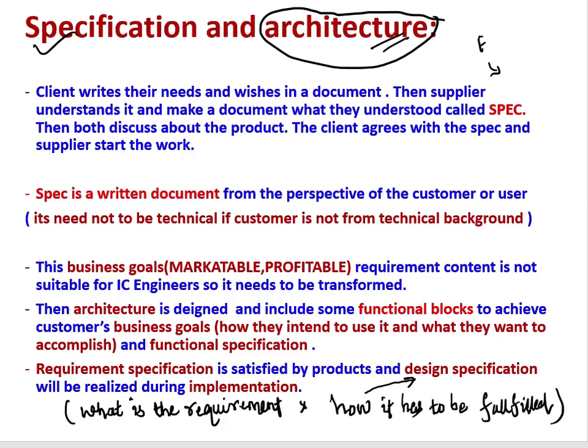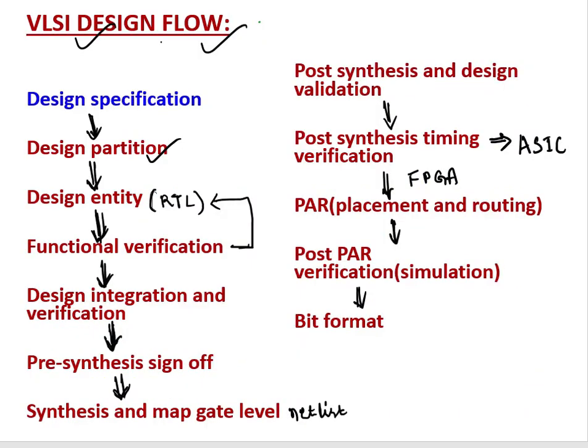Then the next step is design entity. Okay, so after you got the document, all the specification, it is like you want to build a home. You cannot simply build a home, right? First, what we do, we make an architecture, right? That means we make a plan. Suppose I want my kitchen to be here, I want my bathroom to be here, I want my drawing room to be here. So this is what we call the design partition.